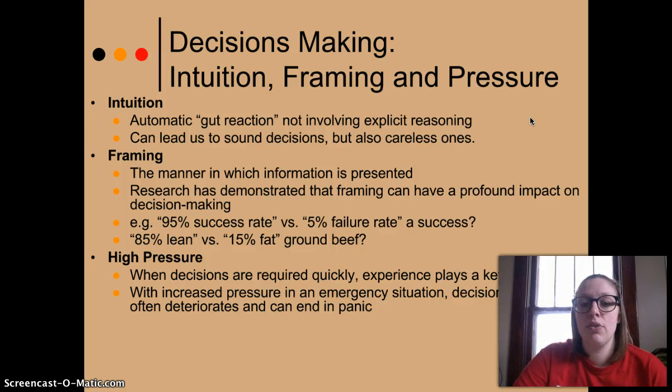Research has demonstrated that framing can have a profound impact on our decision making. For example, 95% success rate versus a 5% failure rate. Is it a success? Well, if 95% are getting it right, but 5% are failing, that's quite a bit who are failing. It really depends on the number, right? 5% of 100 is 5 people, but 5% of 20 is a lot more than that.